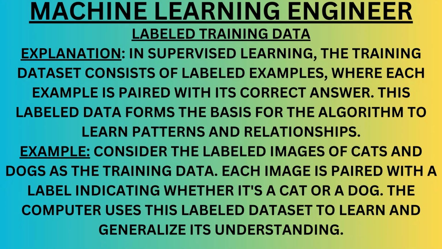Labeled training data. Explanation. In supervised learning, the training data set consists of labeled examples where each example is paired with its correct answer. This labeled data forms the basis for the algorithm to learn patterns and relationships. Example, consider the labeled images of cats and dogs as the training data. Each image is paired with a label indicating whether it's a cat or a dog. The computer uses the labeled dataset to learn and generalize its understanding.